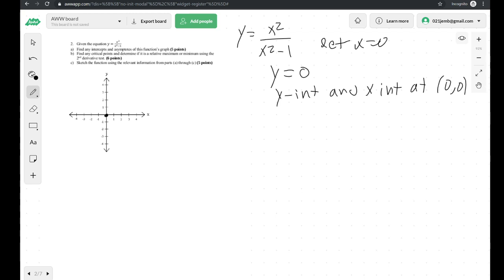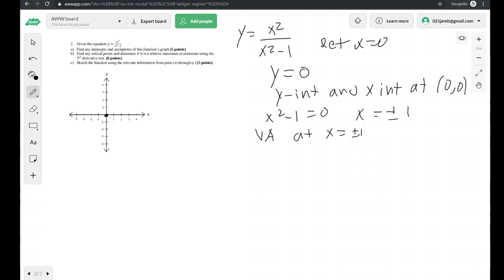Let's see, are there any asymptotes? Definitely there has to be some sort of asymptote. Let's see where the denominator is undefined. When the denominator is equal to 0, the function is undefined. So if x squared minus 1 equals 0, then x equals plus or minus 1. Meaning that we have two asymptotes, vertical asymptotes to be more specific, at x equals plus or minus 1.